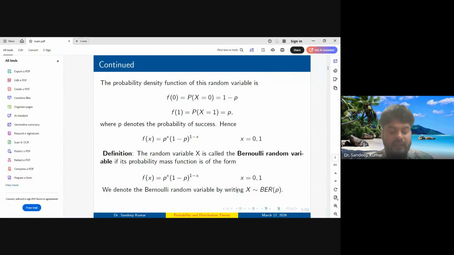If I tell you the definition of the Bernoulli distribution, a random variable X, I have already discussed random variables. It is called a Bernoulli random variable if the probability mass function is of the form P^x (1 minus P)^(1 minus x), where X takes the value 0 or 1. And we denote it as X follows the Bernoulli distribution with parameter P.